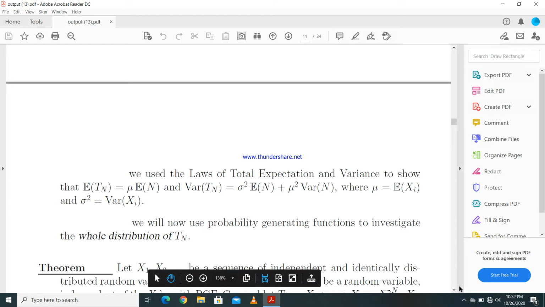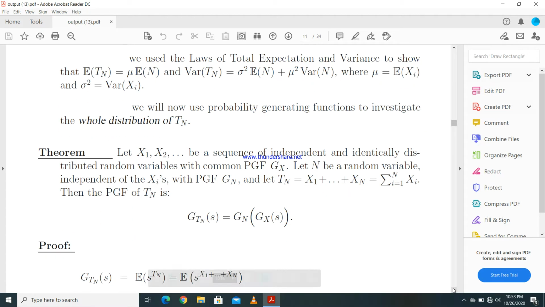So let's see whether we can derive the same thing using probability generating functions. If we are going to solve this problem using a probability generating function, the important thing is that we need to find the probability generating function of our random variable TN. That is our first task: to find the probability generating function of the randomly stopped sum.